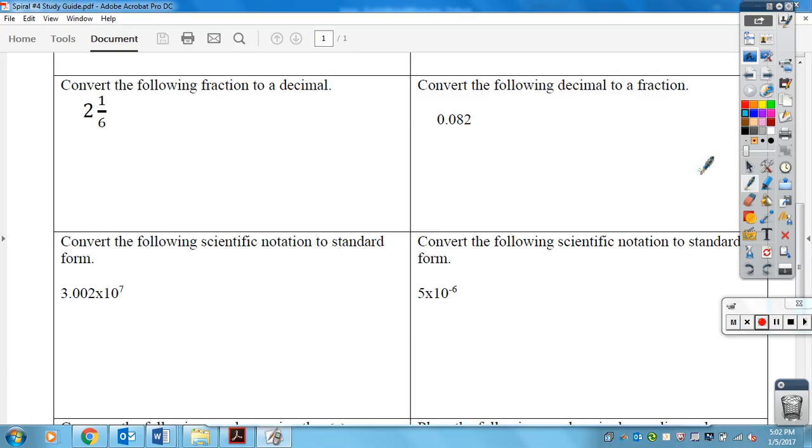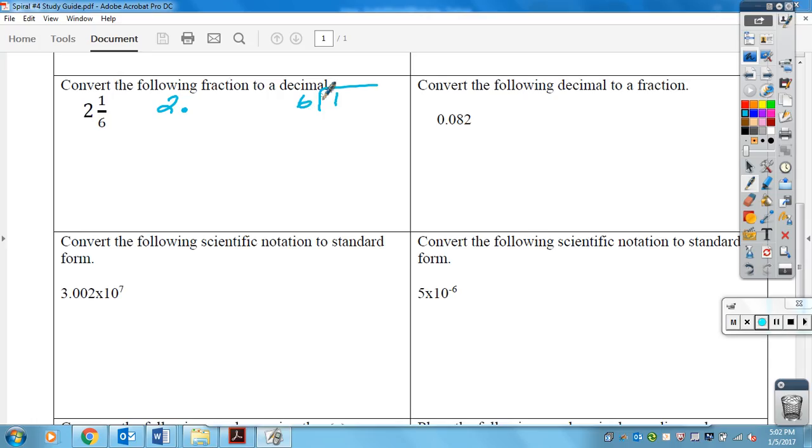Convert the following fraction to a decimal, which is sort of misleading because this is actually a mixed number. Let's convert it to a decimal either way. A couple ways that you can do this. You realize it's 2 and 1/6, so you can do 2 and then figure out what your decimal is. Figure out what 1/6 is.